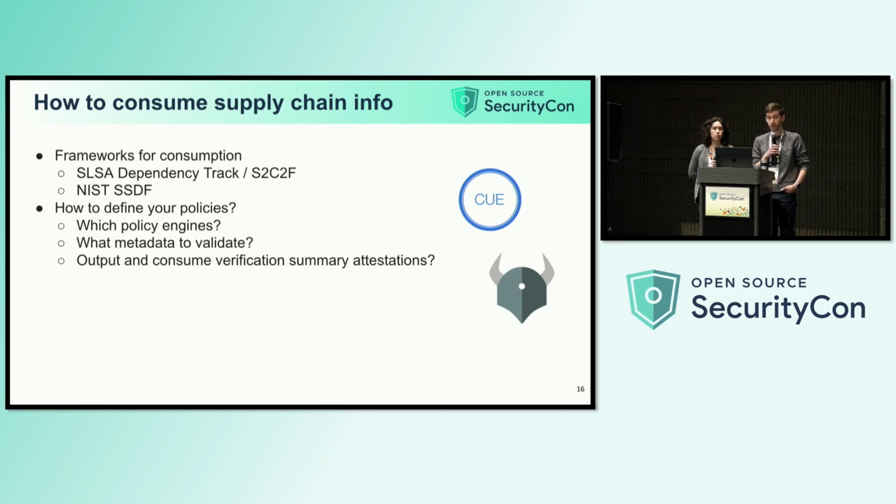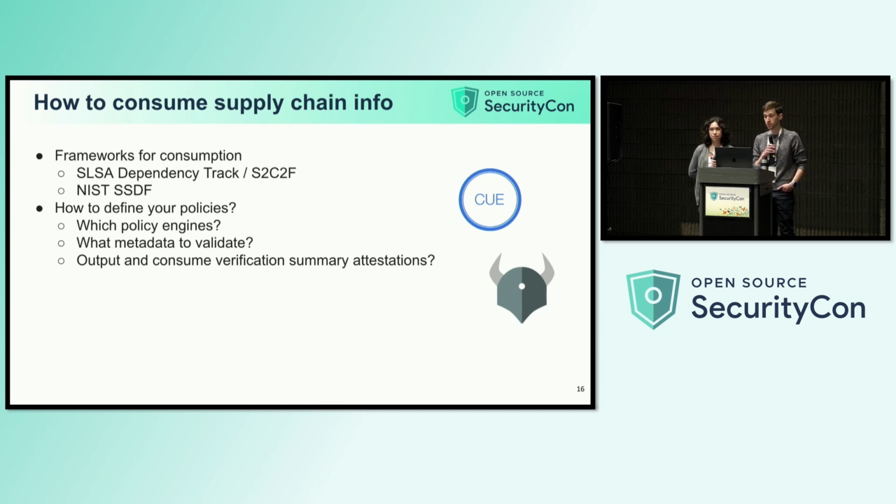There's many different ways that you can define policies. There's different tools and policy engines. You could look at something like CUE or Rego or OPA, Kyverno. And once you select how you define your policy, how do you know what metadata you actually need to validate? Is it dictated by a standard, for example? And how should you pass along these policy results to other tools? Maybe you want to use something like a verification summary attestation or a VSA.